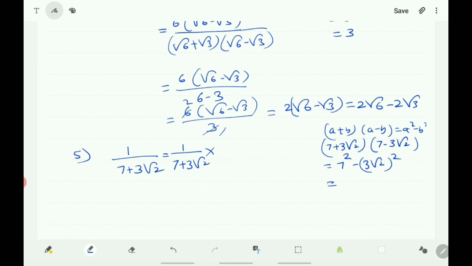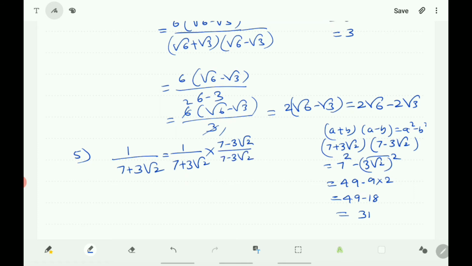So in the place of a you got 7, in the place of b you got 3 root 2, and 7 plus 3 root 2 into 7 minus 3 root 2 is 7 square minus 3 root 2 whole square, that is 49 minus 9 into, here 3 square is 9, root 2 square is 2. So it becomes 49 minus 18, that is equals to 31. So you will get the rational here.